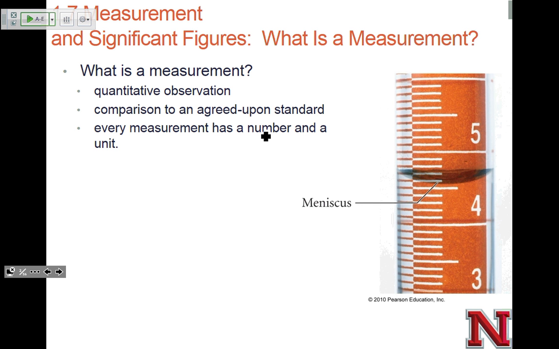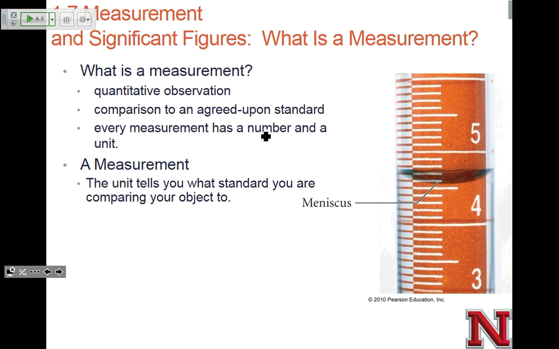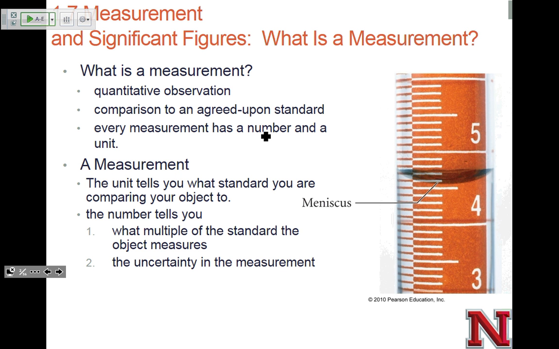So every measurement has a number, and then we have a unit attached, and that unit tells us what the measurement is. For example, if this is milliliters, we know it's volume, and we also know about what size a milliliter would be versus a liter. We know a liter is much bigger than a milliliter, so if we're visualizing 1,000 milliliters versus 1,000 liters, we have an idea of the difference in that visualization with volume. Our unit tells us what standard we're comparing our object to. Our number tells us what multiple of the standard it is.